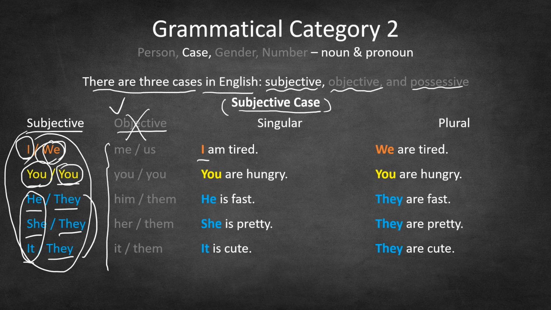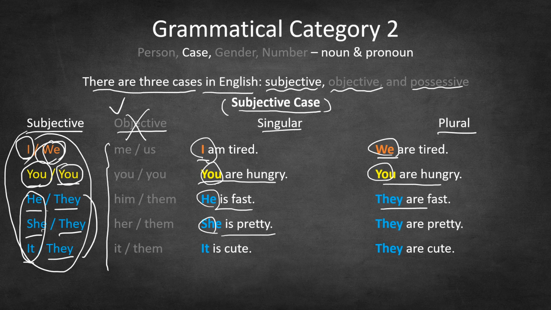I am tired. We are tired. I, singular. We, plural. You are hungry. You are hungry. Singular, plural. He is fast. They are fast. She is pretty. They are pretty. It is cute. They are cute. Okay, first section, first part of the sentence, this is called subject.